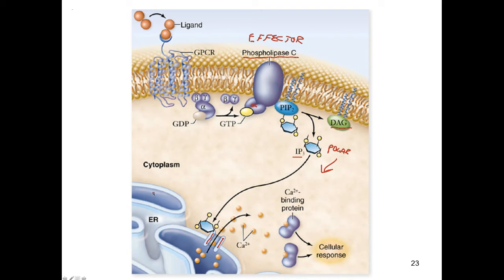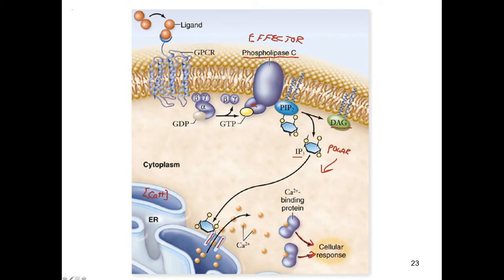Now, the endoplasmic reticulum contains very high concentrations of calcium ions. And calcium ions are released when these channels open in response to IP3 binding. So when calcium is released into the cell, calcium is another regulator that can cause a cellular response in that it binds to calcium binding proteins. And when those calcium binding proteins are bound by calcium, that causes various cellular responses.